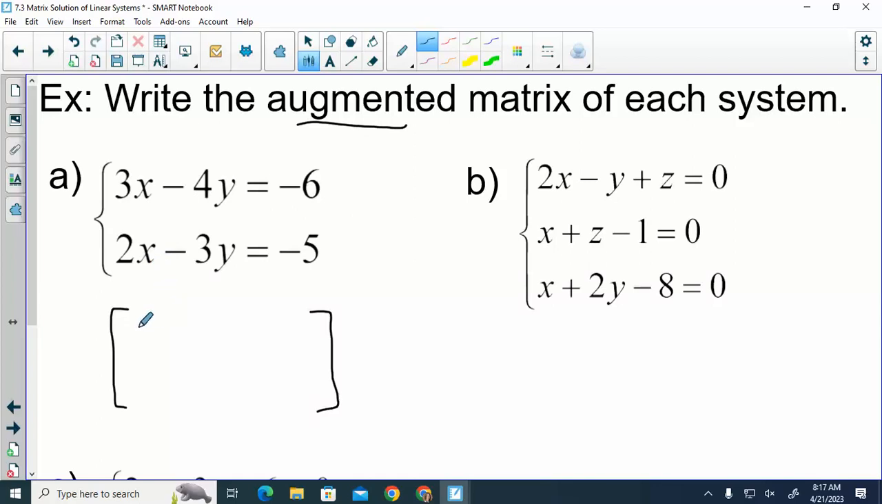Okay, so my first one would be what? 3, -4, and then because of the equal sign, I'm going to do a vertical bar that goes the entire length of my matrix, and then the -6. Alright, second one would be 2. What's the size of that matrix? 2 by 3. Good.